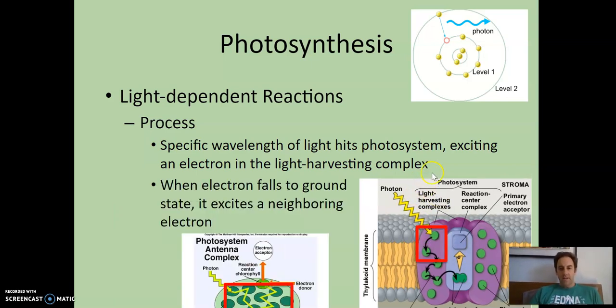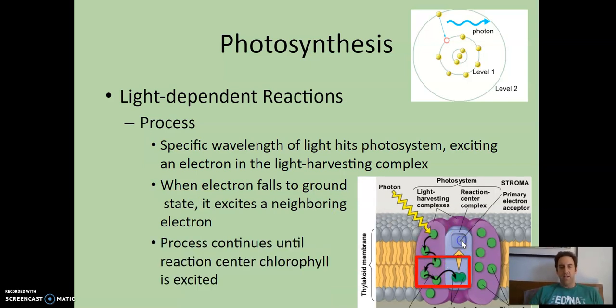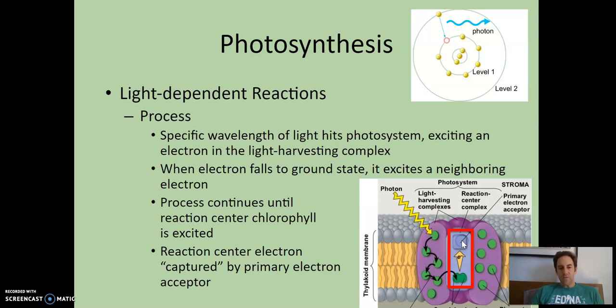Now, when that electron falls back down to its ground state, and you can see that up here, right? The light excites the electron and it falls back down. When that electron falls back down, it gives off energy. That energy is used to excite a neighboring electron. So that one jumps up. And then when that electron falls back to its ground state, that excites the next one. And then that excites the next one, and the next one, and the next one. And finally, this reaction center chlorophyll gets excited, woohoo! But instead of falling back down to its ground state, it is snatched by this protein, this primary electron acceptor.